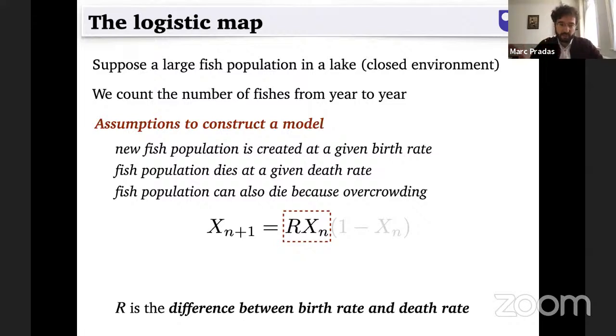Or if R was larger than 1, it means that the birth rate is larger than the death rate. In that case, the population would just keep growing and growing indefinitely, because you are multiplying by something larger than one every time. But we have said that we want to include this assumption of overcrowding. And this is taken into account with this second term, which is 1 minus xn.